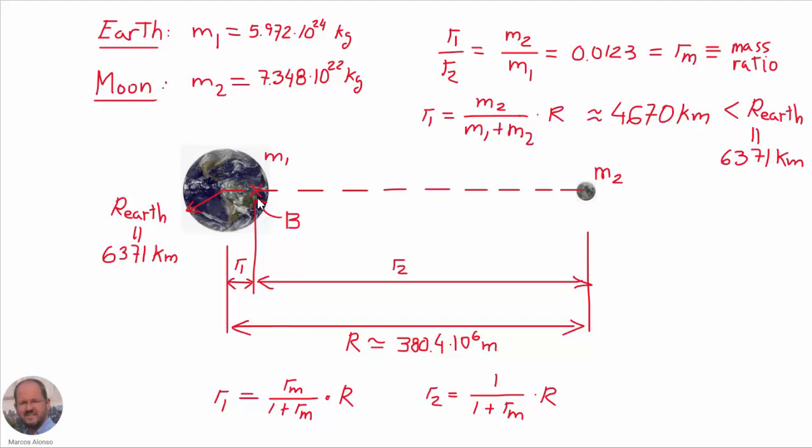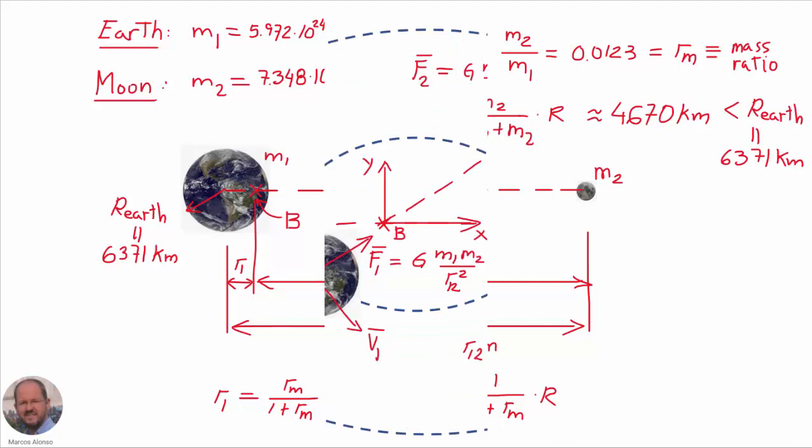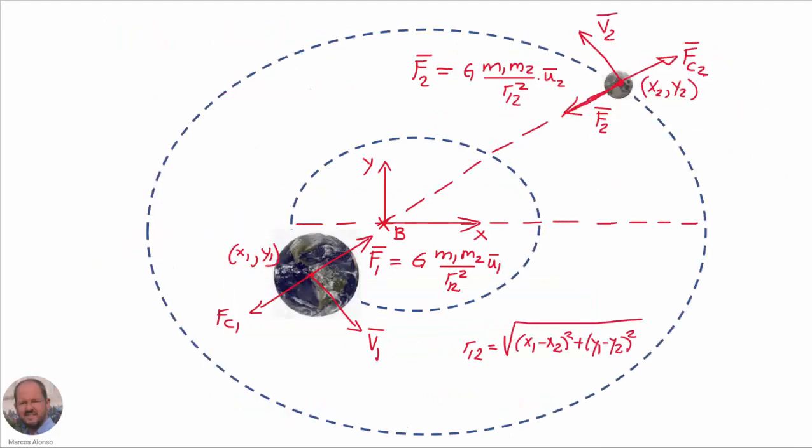For calculating the barycenter, we have used here this average value of the distance between the Moon and the Earth, just for having an idea about the position of the barycenter. Also, the positions R1 and R2 of the Earth and the Moon from the barycenter can be calculated by using this expression here as a function of the mass ratio, Rm. So the situation of the Earth-Moon system is like shown here.